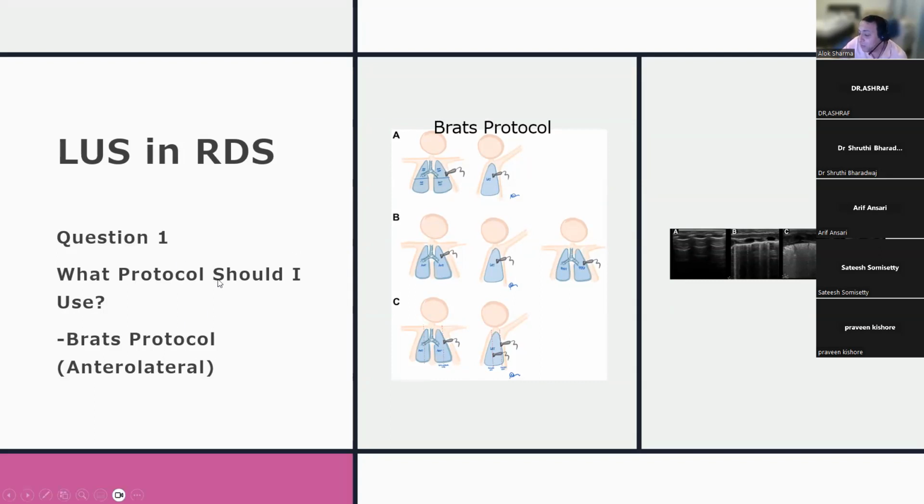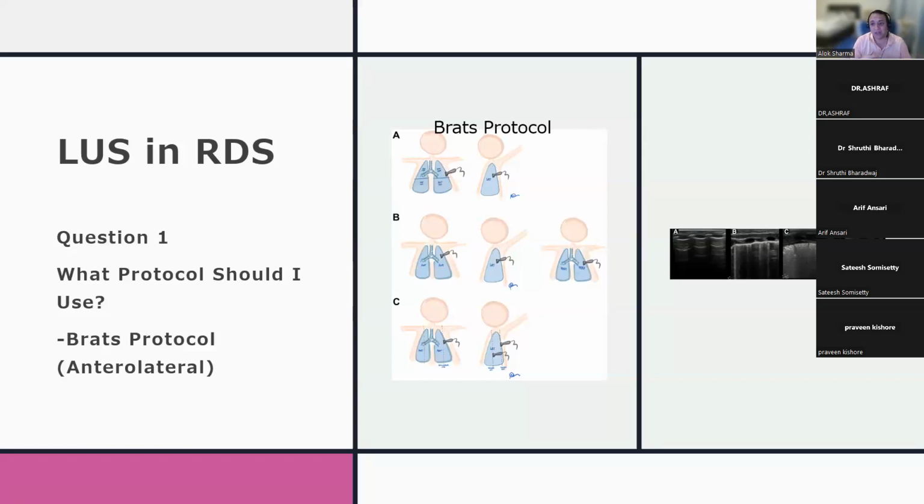We decided that we would go with Brat's protocol, and the reason for that is its anterolateral approach. It's less handling for the extremely preterm babies. There is currently no evidence to say that scanning the posterior regions gives any additional advantages, but more importantly, from our perspective, that there is more accuracy, a higher sensitivity or specificity, or that it will actually benefit us in giving the babies who need surfactant earlier. So there is currently no evidence that either Zemansky's protocol or the protocol used by Rodriguez-Fangel, which uses the posterior regions, are any better.